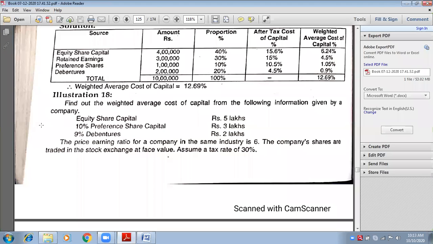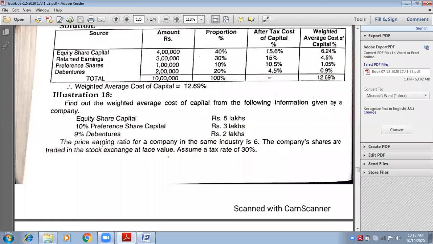Okay, this is a new question. Find out the weighted average cost of capital from the following information given by a company. Equity capital is 5 lakhs, 10% preference 3 lakhs, 9% debentures 2 lakhs. The price earning ratio of the company in the same industry is 6.